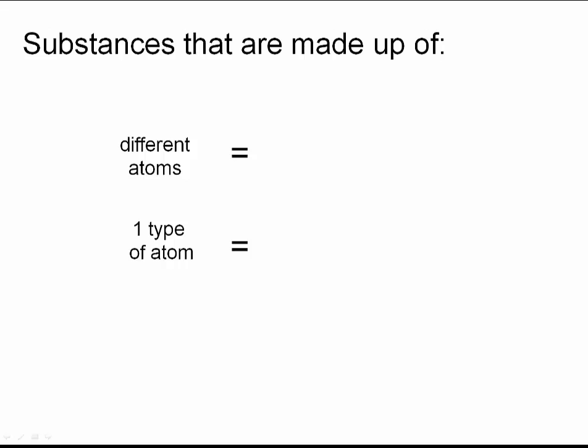Substances that are made out of different atoms coming together or combining together, forming some sort of composition, are called compounds. Substances that are made up of only one type of atom are called elements. Now, the best way to remember the difference between compounds and elements is to think about compounds as being something that's a composition of more than one type of thing. So it's a composition of different atoms. That's what a compound is.